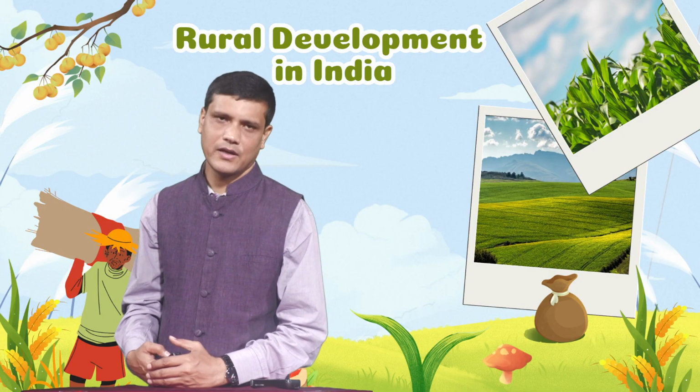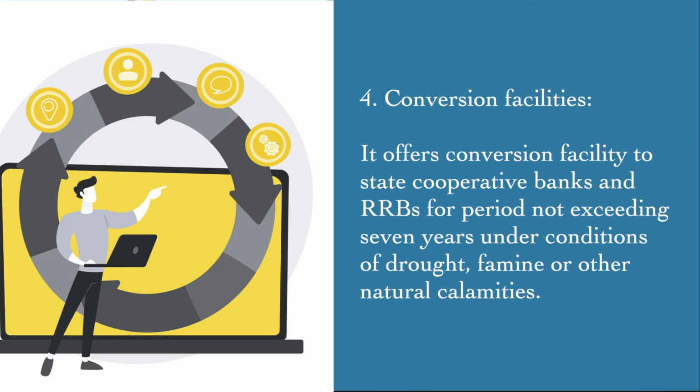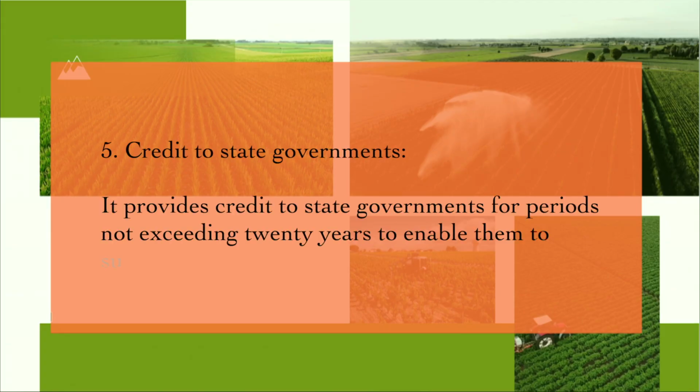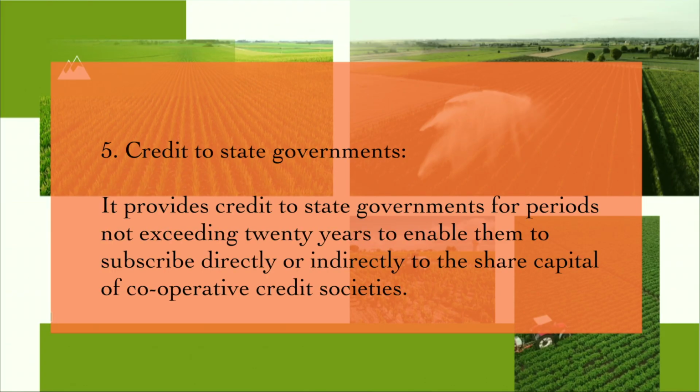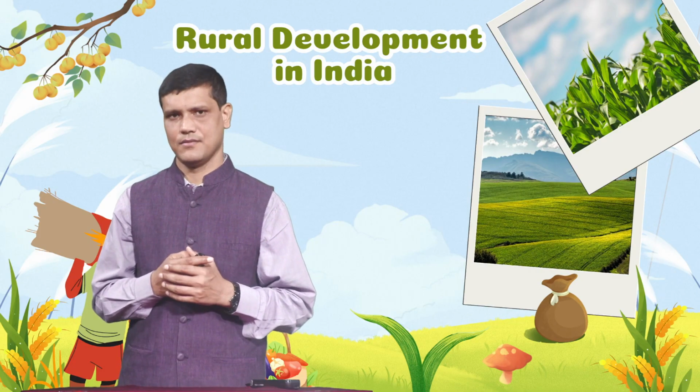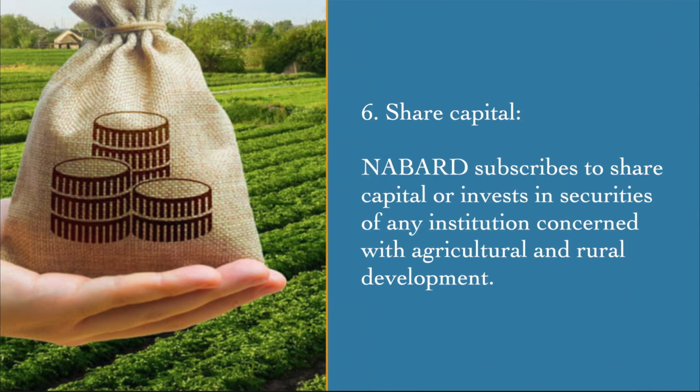The fourth financial function of NABARD is conversion facilities. NABARD offers conversion facility to state cooperative banks and RRBs for a period not exceeding 7 years under conditions of drought, famine, or other natural calamities. Credit to state governments is the next function. It provides credit to state governments for a period not exceeding 20 years to enable them to subscribe directly or indirectly to the share capital of cooperative credit societies. Subscription to share capital is another financial function performed by NABARD. NABARD subscribes to the share capital or invests in securities of any institutions concerned with agriculture and rural development.